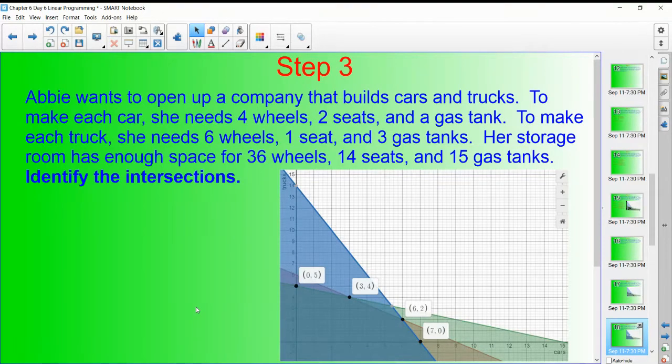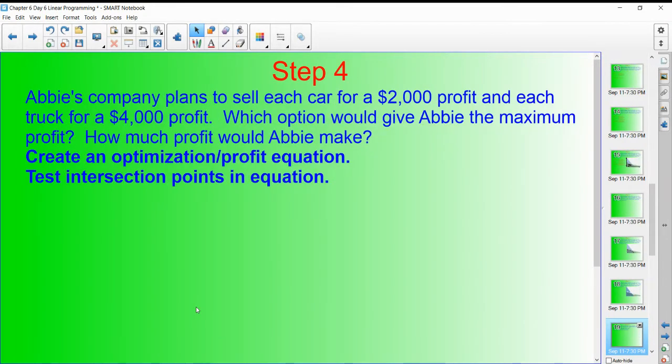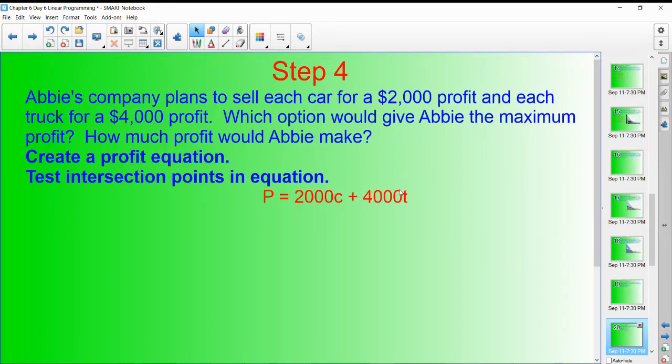So now we have a graph, we have our inequalities, we have the points that might make us the most profit. Now we need a profit equation. We have to create an optimization equation from this situation. She's going to get $2,000 profit per car and $4,000 per truck, and I want to find total profit. So profit is 2,000 times the number of cars, plus 4,000 times the number of trucks. So here's my profit equation.